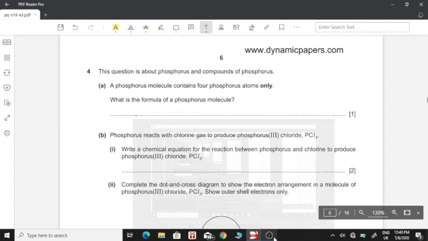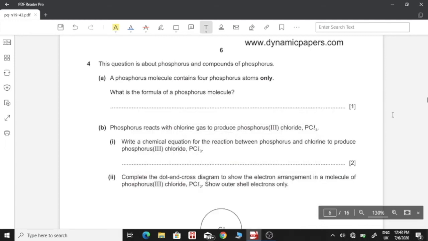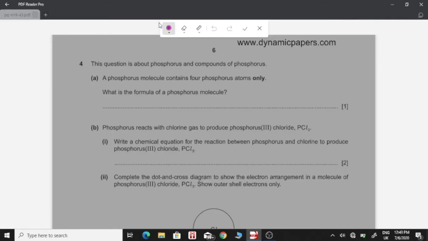Alright, question number 4, part A. This question is about phosphorus and compounds of phosphorus. A phosphorus molecule contains 4 phosphorus atoms only. What is the formula of phosphorus molecule? Well, this one's quite easy. P and a small 4, which is alright. So P with a small 4 at the bottom. Okay, moving on to the next question.